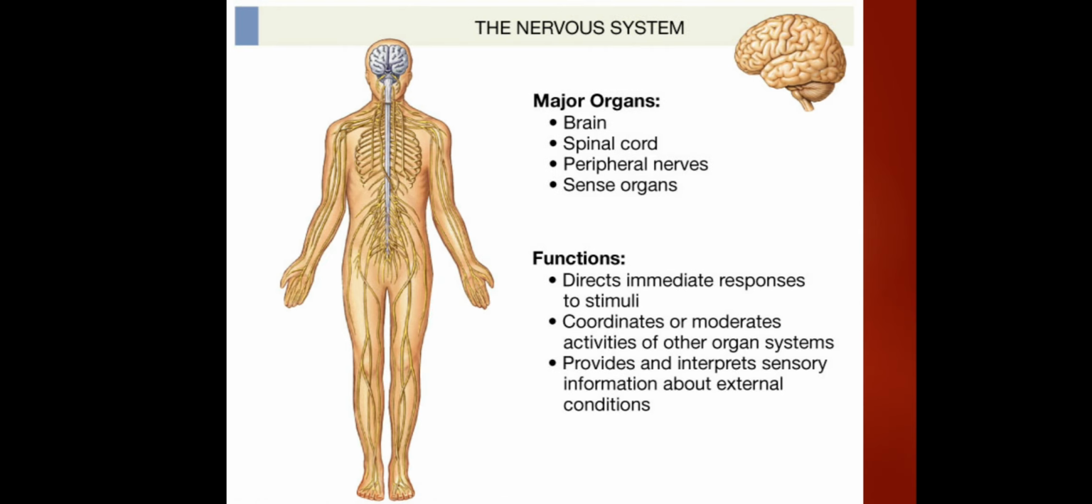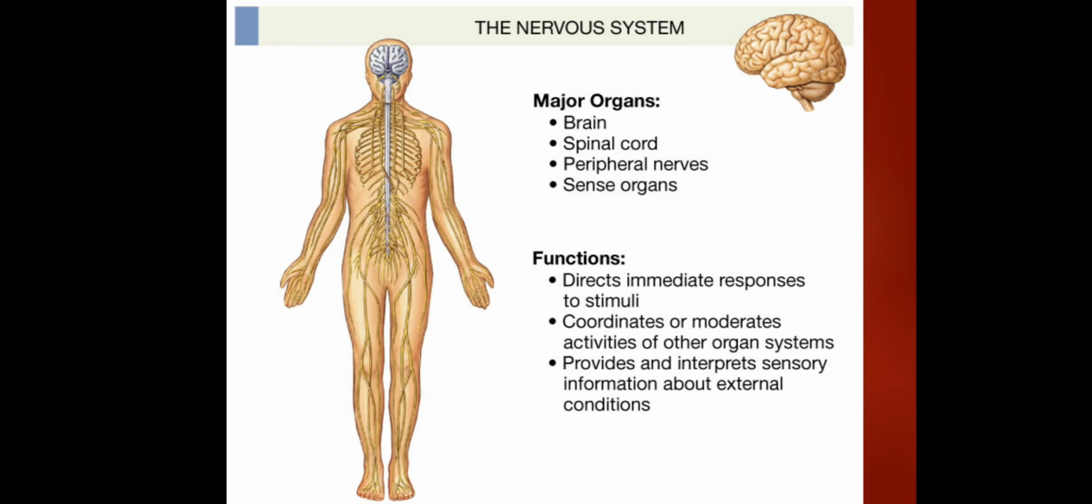Okay? Aside from the integumentary system, we also have the nervous system. Its major organs are the brain, spinal cord, peripheral nerves, and sense organs. By these major organs, we can say that the nervous system is focusing on the nerves. It directs or gives responses to our stimuli. It also coordinates or moderates activities of other organ systems and provides and interprets sensory information about external conditions.